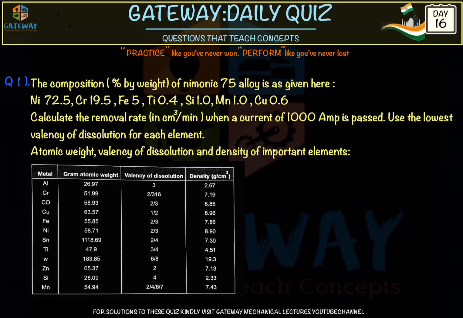Calculate the removal rate, nothing but the metal removal rate, in centimeter cube per minute when a current of 1000 amperes is passed. Use the lowest valency of dissolution for each element. The atomic weight, valency of dissolution, and the density of the important elements were given in a table. From this table we need to take the required data, whatever is required for us.